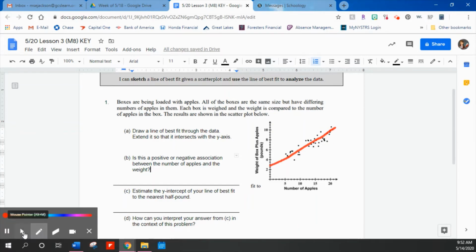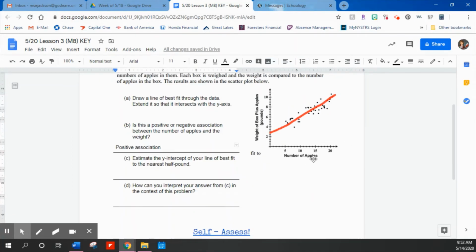Okay, so that's approximately the line of best fit. So it says, is this a positive or negative association between the number of apples and their weight? So as I read from left to right, is it going up or down a hill? It is going up. So this is a positive association. Again, remember, just think about it. As the number of apples is increasing, the weight is going to increase. So that's why it's positive.